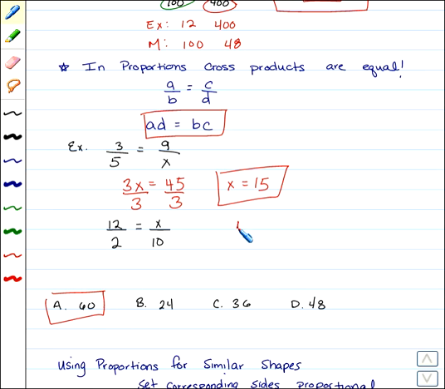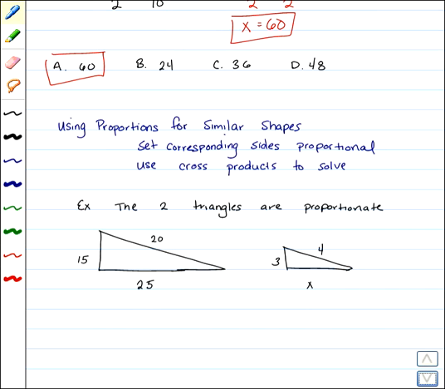So we cross multiply. 12 times 10 is 120, and we set that equal to 2x. Now we divide both sides by 2, and we get x is equal to 60. So we can see how understanding our cross products property in proportions is a great tool to help us find a missing value. Now we want to use proportions to find similar shapes.